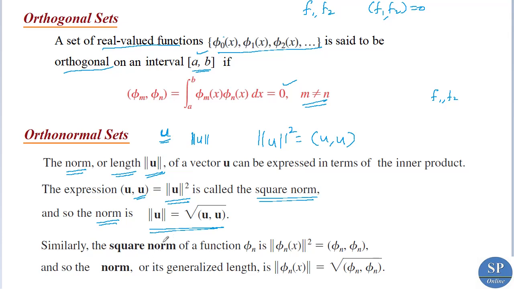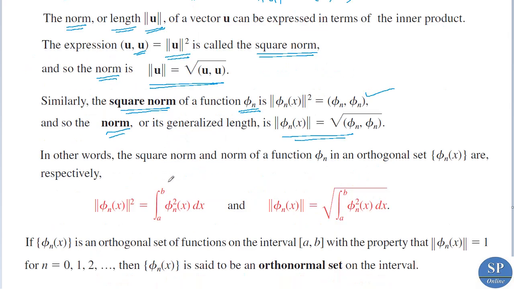Now, in a similar way, we can define the norm of a function. Suppose we have a function phi n, then the square norm of that function, norm phi n x whole square, is equal to the inner product of phi n with phi n itself. And the norm, or length, of that function is the square root of this square norm, that is, norm of phi n x is equal to the square root of the inner product of phi n with phi n.